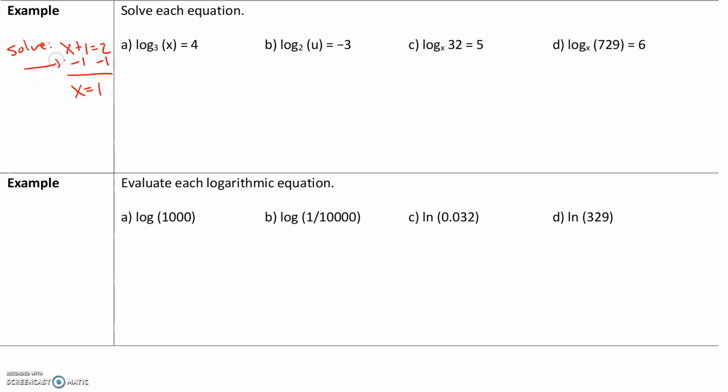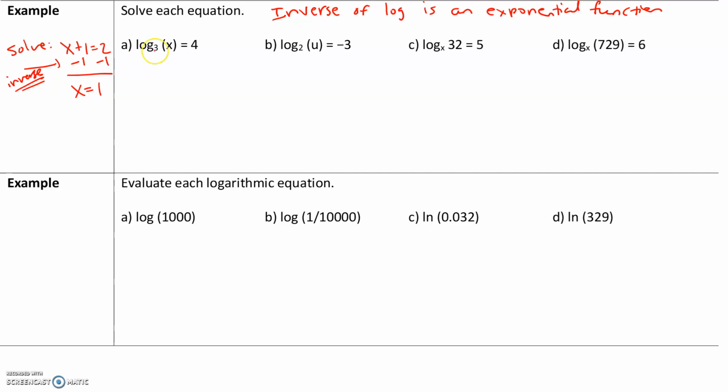So why do we subtract? Because to undo addition, we have to take the inverse of addition, which is subtraction. Similarly, the inverse of a logarithmic function is an exponential function. And we always use inverses to solve equations. So if I'm solving x plus 1 equals 2, the inverse of adding is subtracting. That's why we subtract. That's how we get the x by itself.